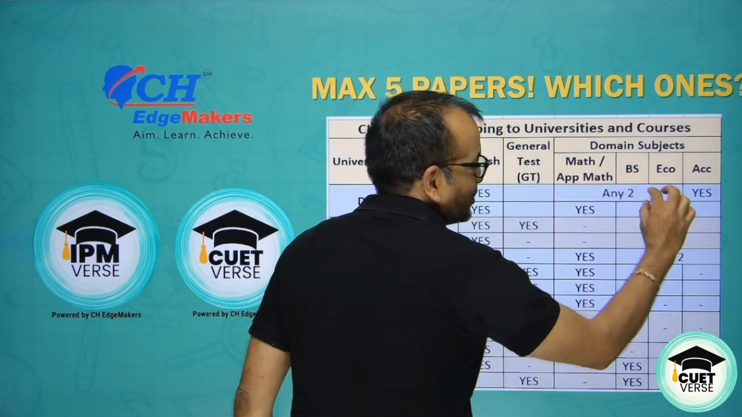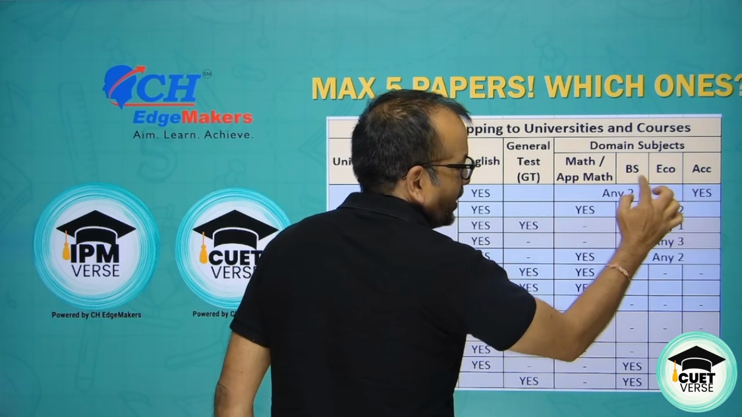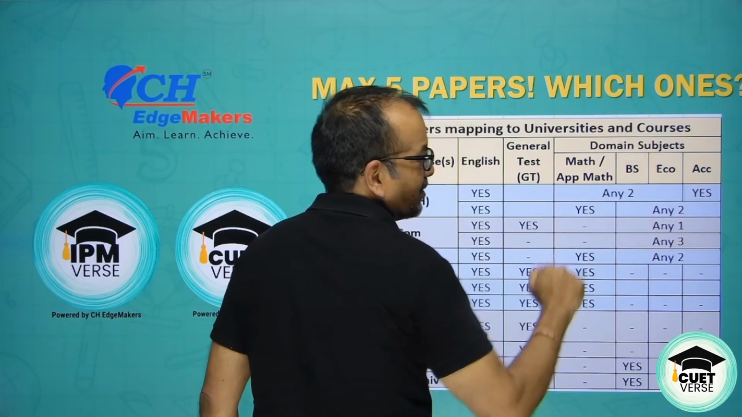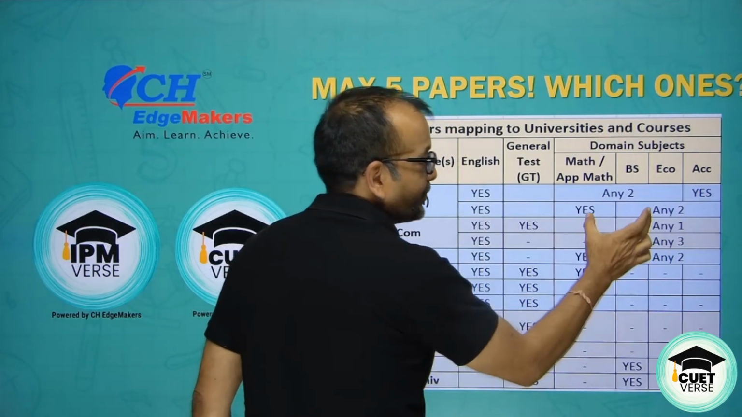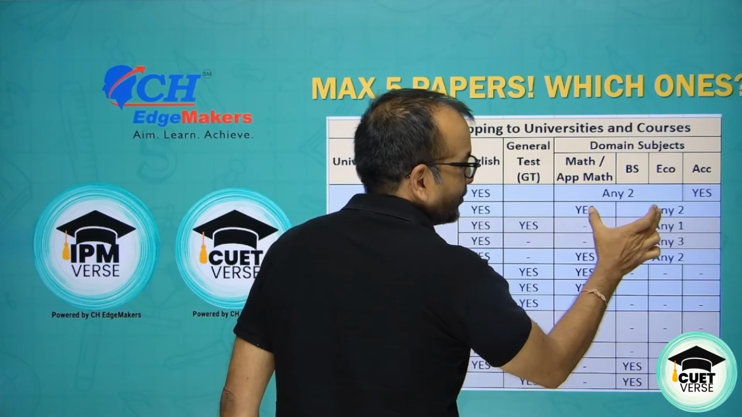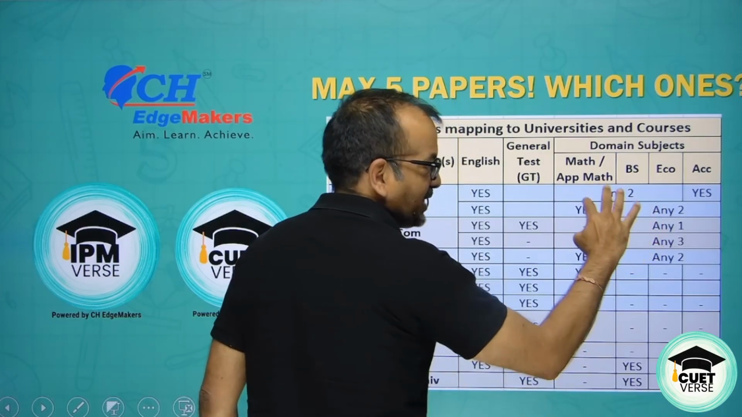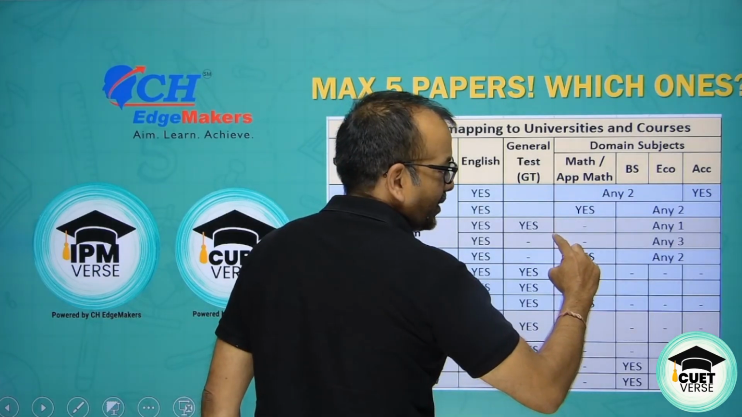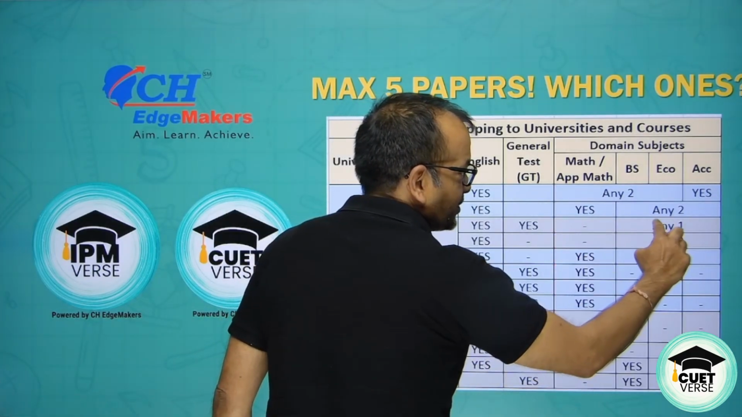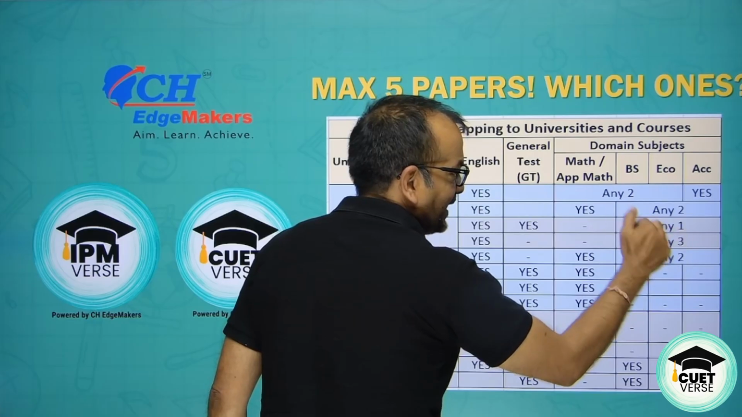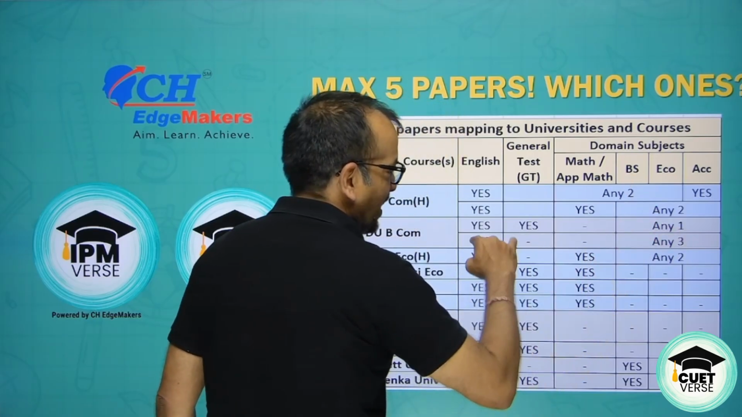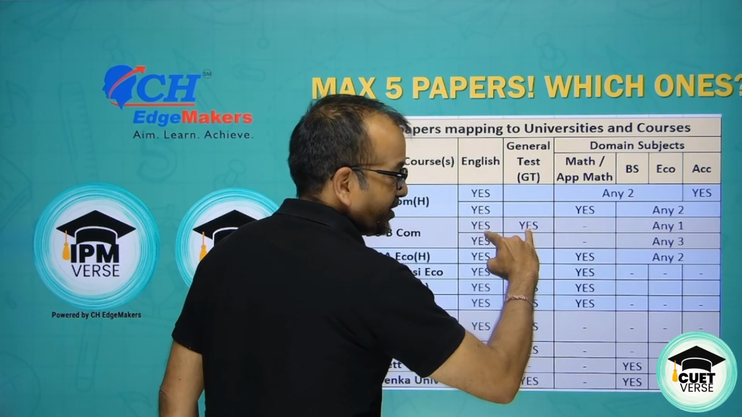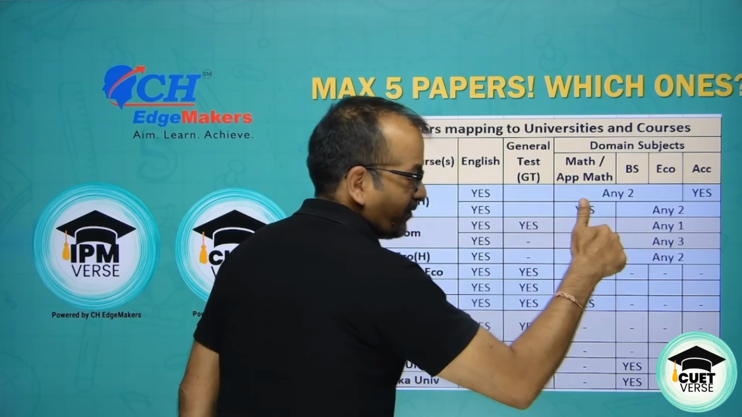If you look at this row, including math, 3 subjects, you fulfill the requirement. Including math, any other two, so 3 subjects in all, you fulfill the requirement. This row, math is not required, but any one domain will do. So after choosing English and general test, you need to just take one of the domain subjects.